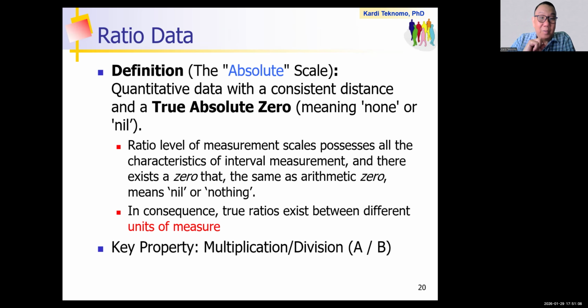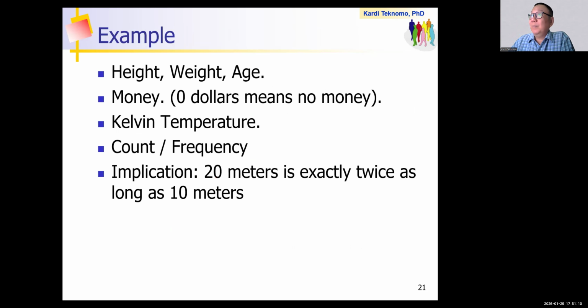Okay, so these are examples of ratio type. The height, the weight, age, money, temperature in Kelvin is also ratio type. The count or the frequency is also ratio type. The implication is you can say 20 meters is exactly twice as long as 10 meters.